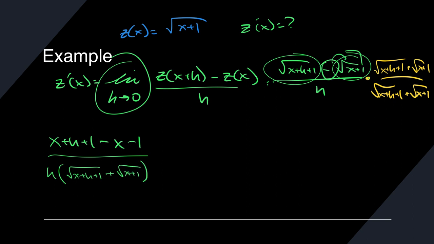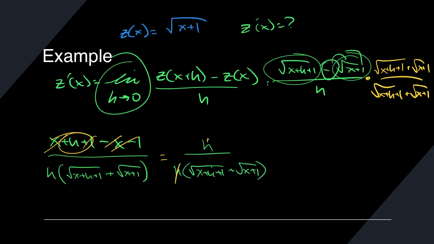Okay, I don't want to try to simplify this anymore because you'll see why in the next step I'm able to get rid of some things. So some things cancel out. X's go away, 1's go away, and I'm just left with h. Let's go to green. I get h over h times radical x plus h plus 1 plus radical x plus 1. These h's cancel, and I'm just left with a 1 in the numerator. So I have 1 over square root x plus h plus 1 plus radical x plus 1.